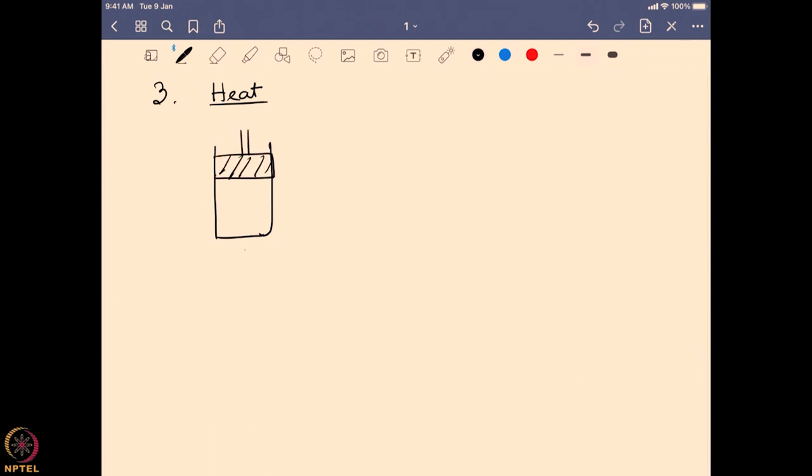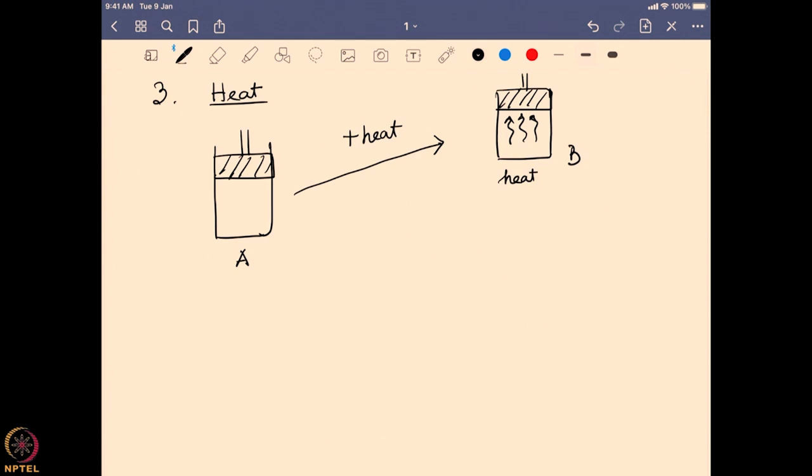So now see, this is the system A I am talking about, and over here I am not doing any work or moving the piston at this moment. But what I am doing is adding some heat to the system. So I am heating the molecules. The same piston is in the same place, and I am going to a condition B where I have now heated the system. And where is the heat coming from? It is going from the surrounding to the system, so there is a direct heat exchange from the surrounding towards the system.